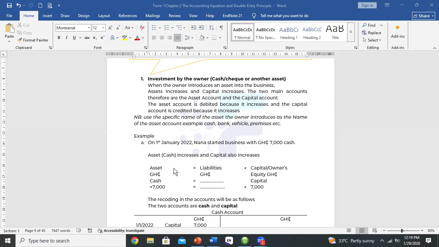Investment by the owner, in brackets, cash, check, or another asset. When the owner introduces an asset into the business, assets increase and capital increases. The two main accounts, therefore, are the asset account and the capital account. The asset account is debited because it increases, and the capital account is credited because it increases. Note: use the specific name of the asset the owner introduces as the name of the asset account. Example: cash, bank, vehicle, and premises.